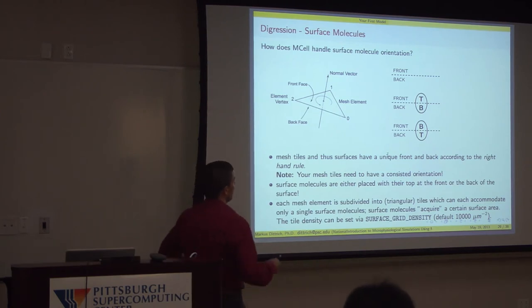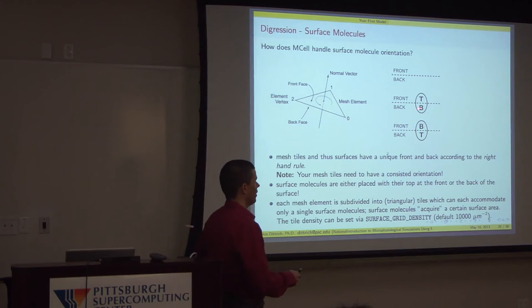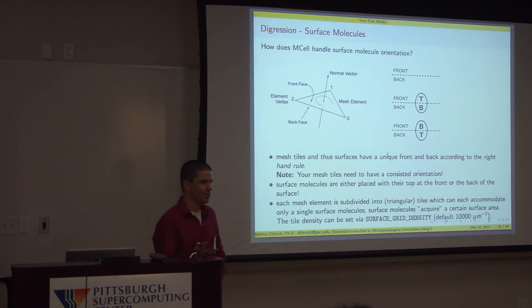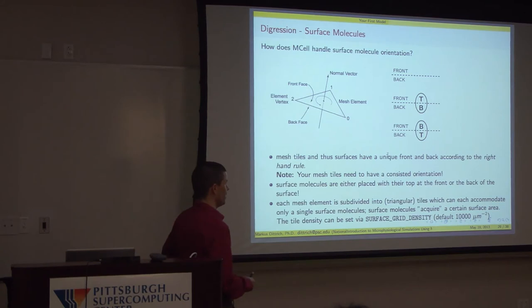So basically, that said, if some membrane in your system has a front and a back, there are two ways you can place a molecule onto that surface. You can put it such that the top domain is at the front and the bottom domain is at the back, top front, we call it, or the other way around, front back. What that means for your system depends on you. So you have two possibilities to place your molecule onto your surface mesh. And this is where the tick mark comes in that I showed you in the MDL.